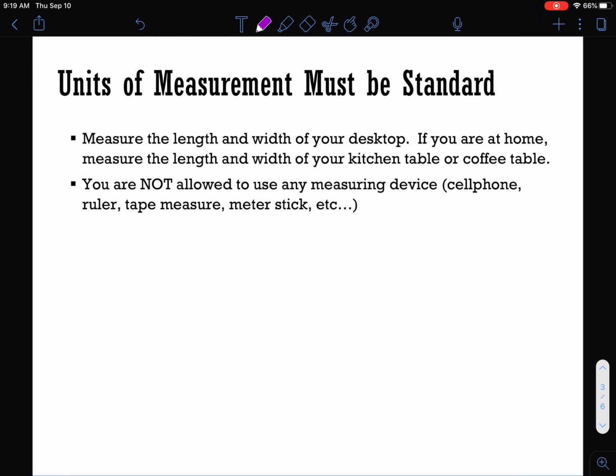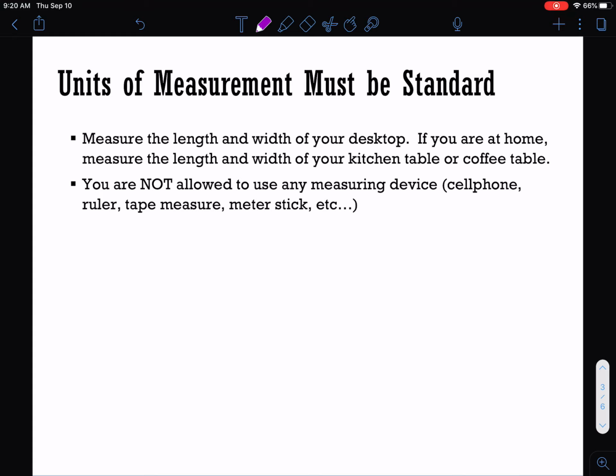Now here's an idea of why units need to be standard. And by standard, I mean the same. They're constant. They're consistent. Here at the school, I'm asking students to measure the length and width of their desktops, the black tables. And if you're at home, I want you to measure the length and width of your kitchen table or coffee table or some table at your house. But you are not allowed to use any type of measuring device. No cell phones, ruler, tape measures, meter sticks, anything.